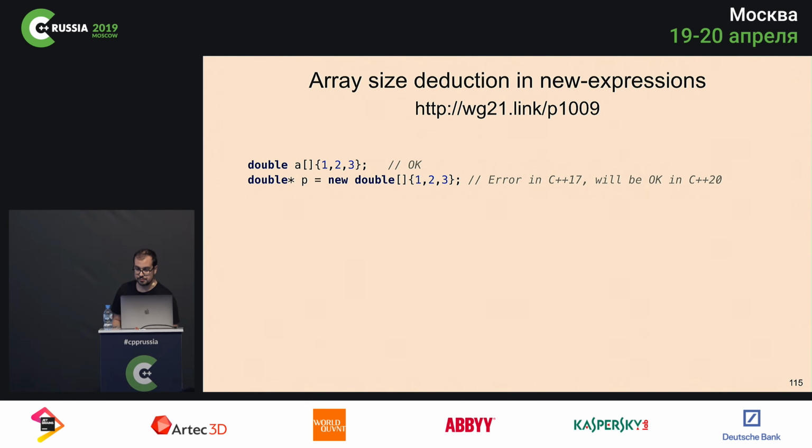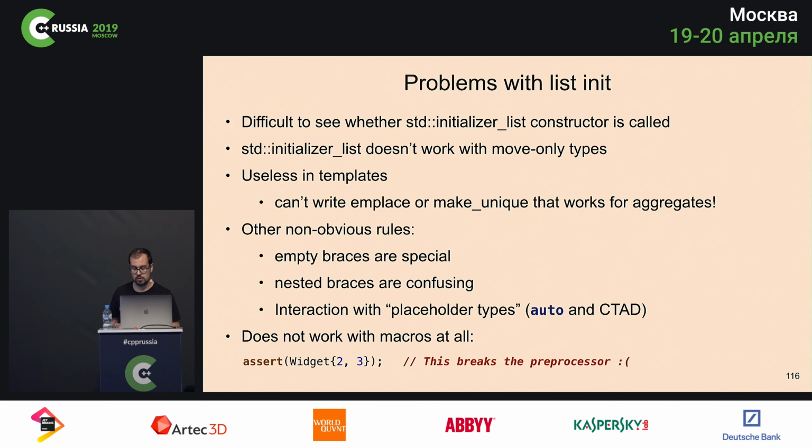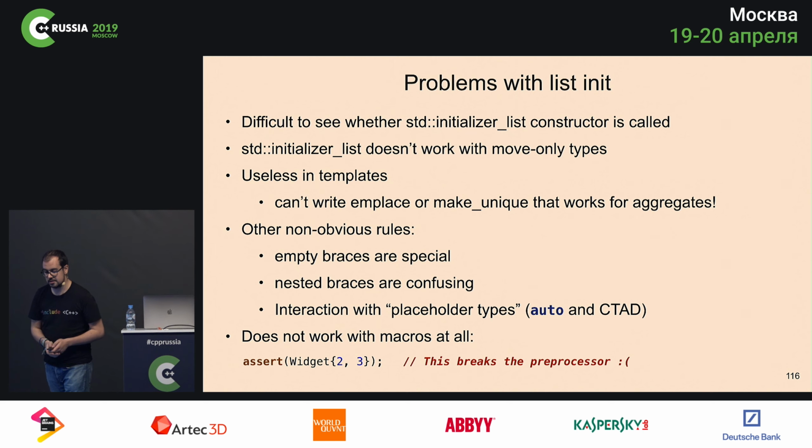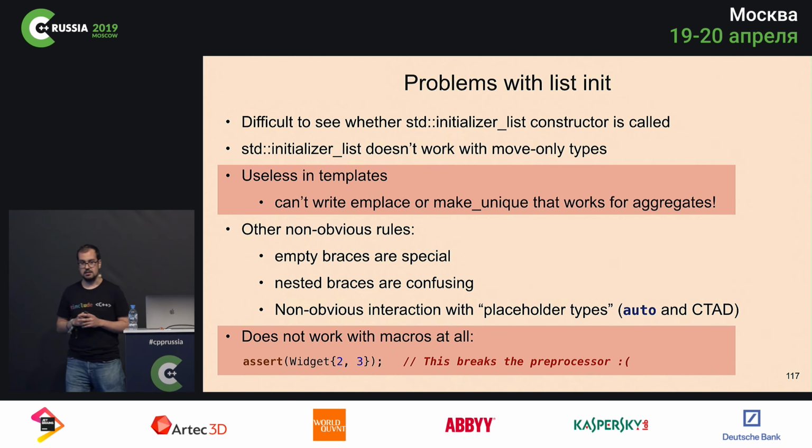I think that's good. And then the very last thing that I wanted to mention is there's yet another way of initializing things in C++20, which we're going to get. So we saw that there are these problems with list initialization. These two are particularly annoying because they occur with aggregate types. So you cannot really write emplace and make_unique for aggregates because this brace syntax doesn't work with templates, and it doesn't work with macros, which means you cannot aggregate initialize in macros.